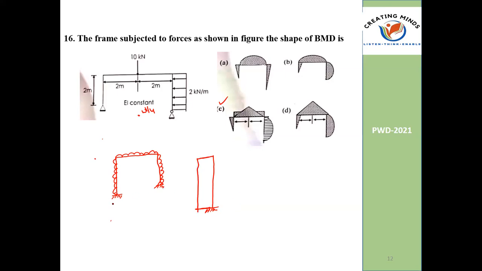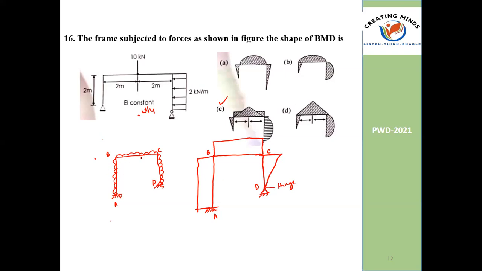Any doubt in AB element? Next, if you consider BC, it's also intermediate. It is also having the ability to create this kind of BMD. If you consider CD, this would have the ability to carry moment, but it will not have it because this is a hinge support.